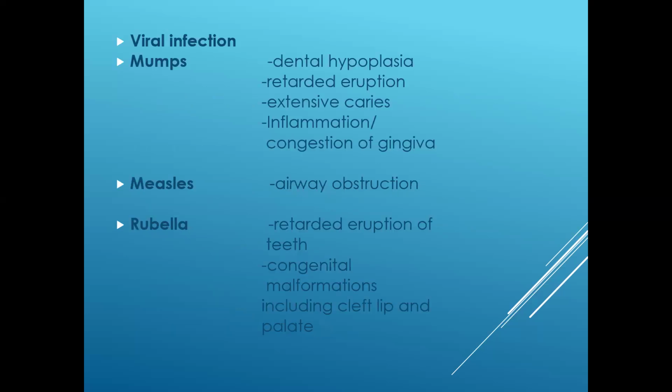Then viral infections like mumps, measles, and rubella. Mumps often presents as dental hypoplasia, retarded eruption, extensive caries, inflammation or congestion of gingiva. Measles often presents as airway obstruction, which may lead to malocclusions by mouth breathing. Rubella, retarded eruption of teeth, congenital malformation, including cleft lip and palate, are often associated with it.